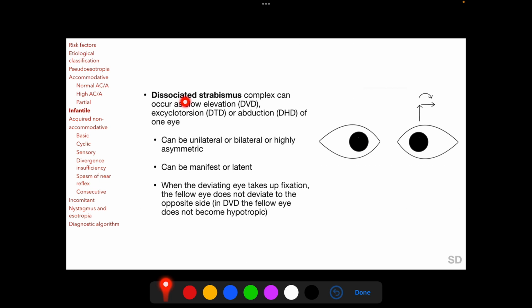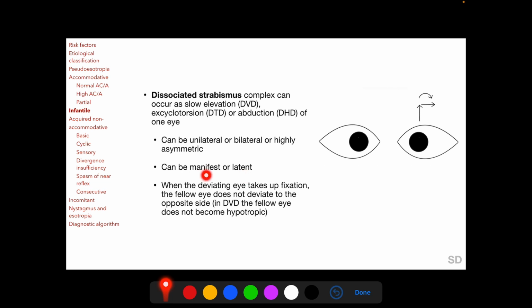In dissociated strabismus, we will find intermittent slow movements of one eye only of the patient. Since only one eye moves, it is called dissociated. And this movement is most commonly an elevation, when it is called a dissociated vertical deviation, but can also be an excyclotorsion, when it is called a dissociated torsional deviation, or abduction, when it is called a dissociated horizontal deviation. This movement of one eye only can affect either one eye or both eyes. And dissociated strabismus can be either manifest or latent.